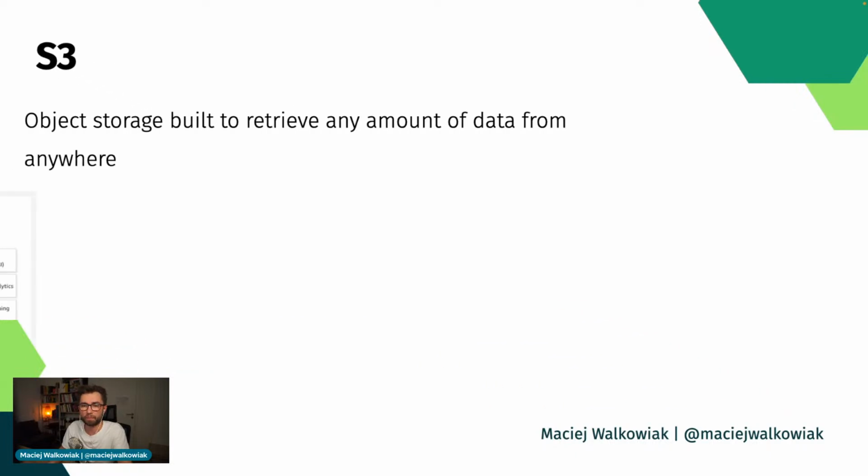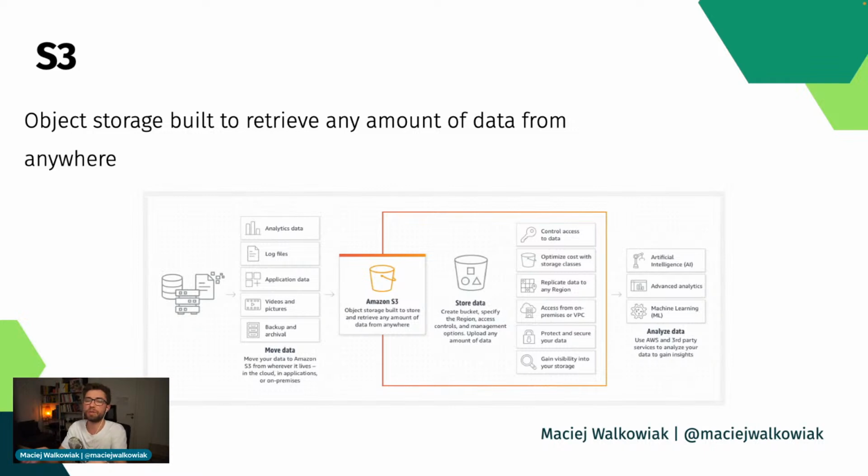Starting from S3. If you're unfamiliar, Amazon S3 is an object storage built to retrieve any amount of data from anywhere. This is from the AWS website. But practically speaking, it's a place where you can store files, but not just files. You can store files with metadata. These files can be encrypted. So it's like a very powerful file storage.